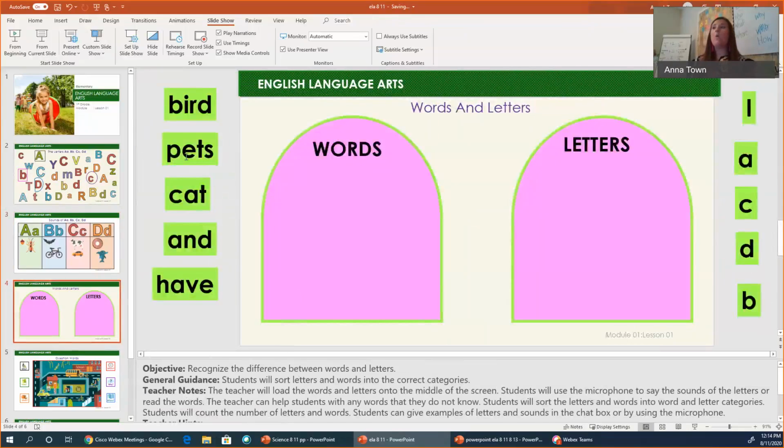Okay, yesterday we talked about words versus letters, and we're going to do the same today. So remember, words are made out of a group of letters put together, and letters are like when we sing the alphabet, they stand alone.